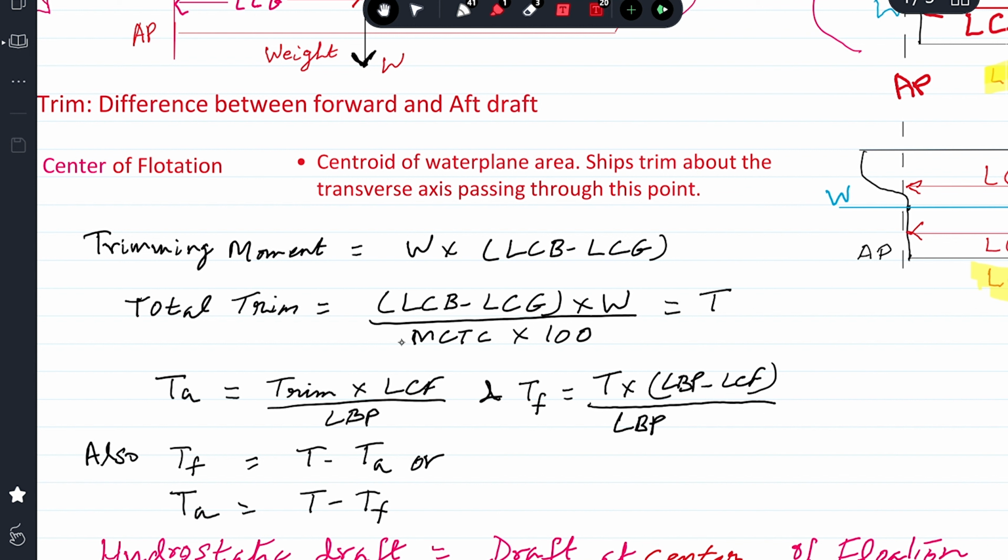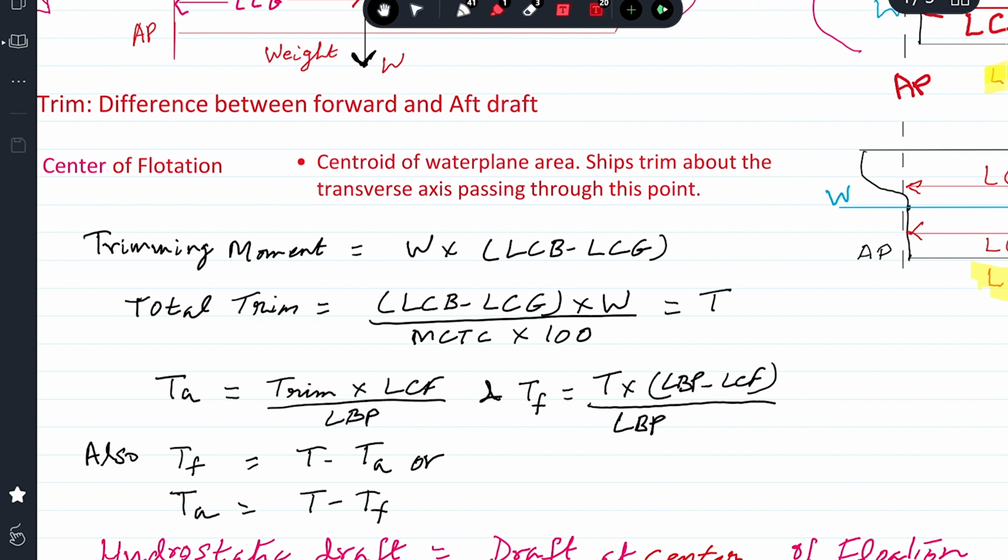What is the departure draft? That hydrostatic draft. And W will be again the same final displacement. And we will get the actual trim of the vessel in final condition, not the change of trim. This formula will give the actual trim.